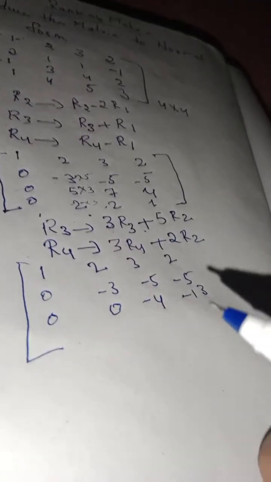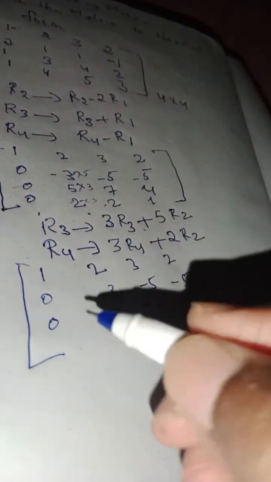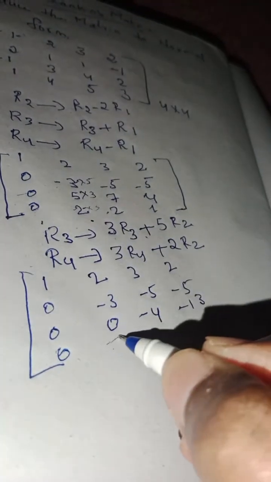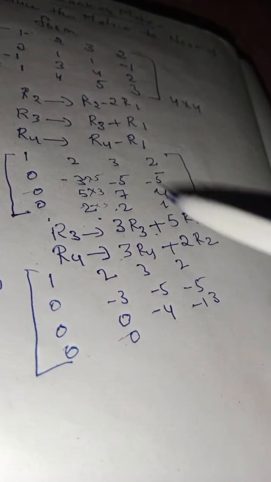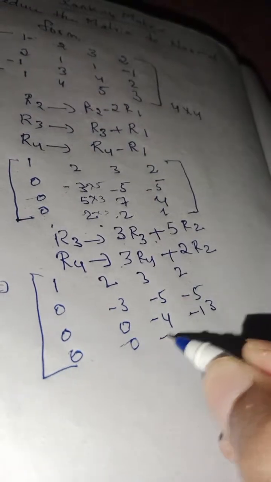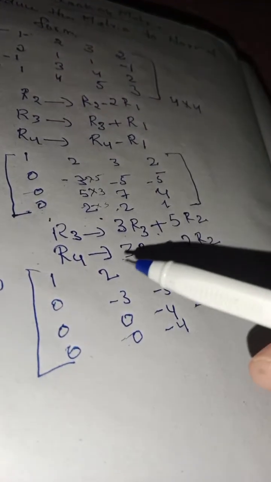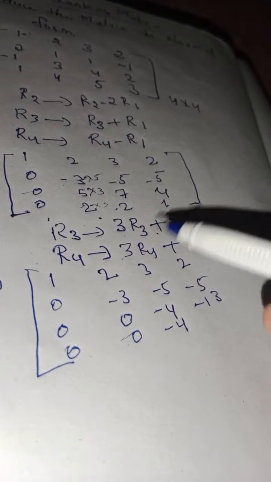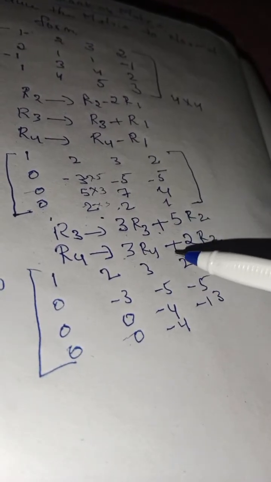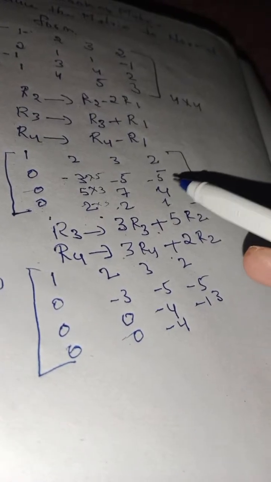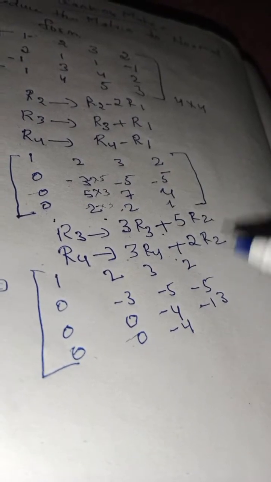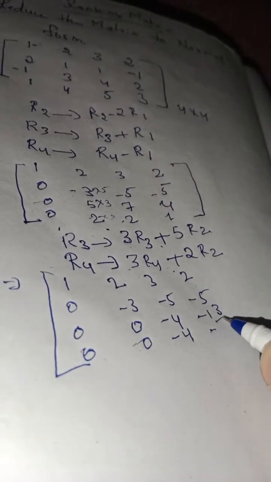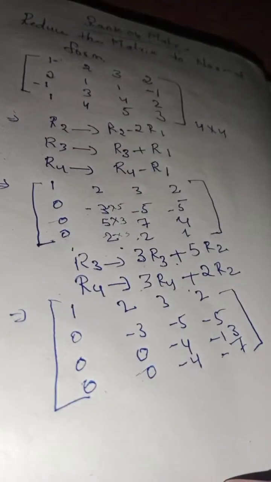So next we have to do for row 4. That is 0, 0. Next 3R4. That is 3 2s are 6 minus 5 2s are 10. 6 minus 10 is minus 4. Again next 3R4. This is 1, right? So 3 ones are 3 minus 5 twos are 10. 3 minus 10 is minus 7. So this is the matrix we got.